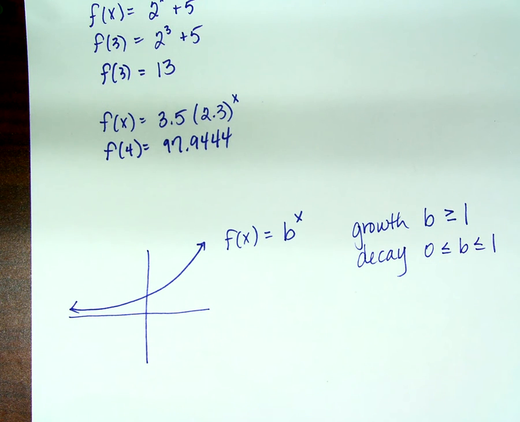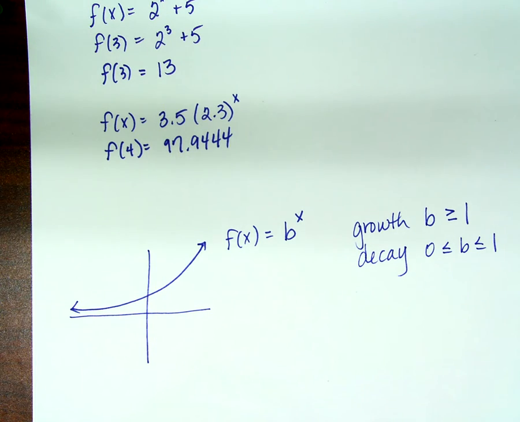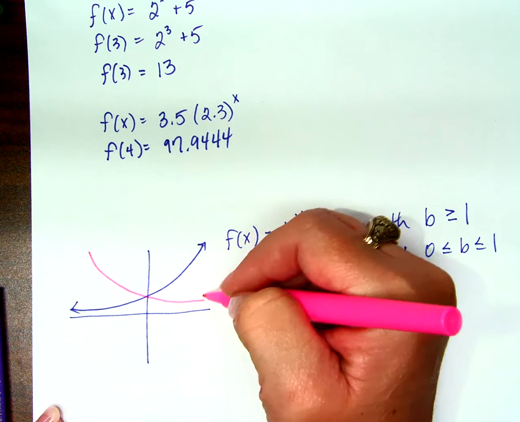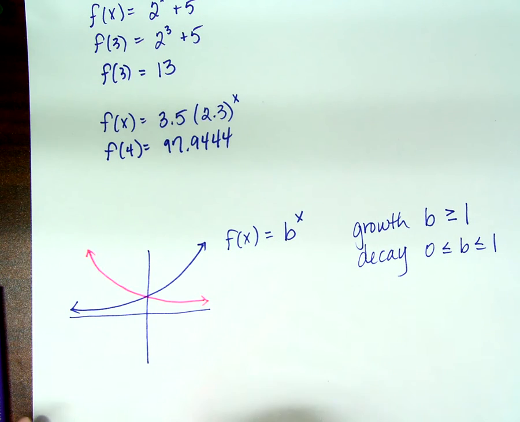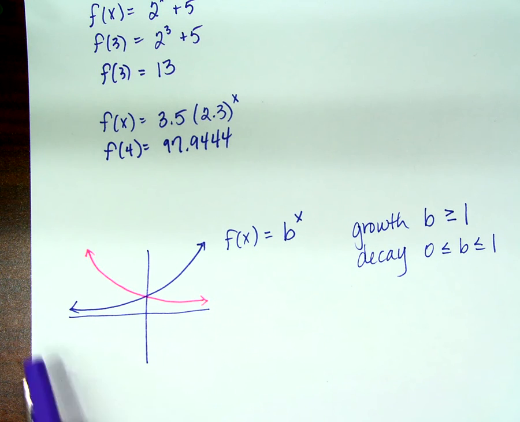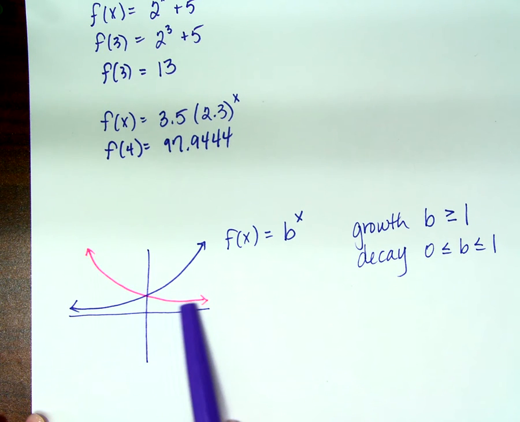Okay? So this one would be something like 2 to the x power, right? Or if we had the decay, it would be like this. And that would be something like b would be like a half, right? 1/2 to the x power. Okay? Any questions about that? Typically, we classify exponential growth as an increasing function because from left to right it is increasing. So then typically we would classify decay as decreasing because from left to right it is decreasing, right?